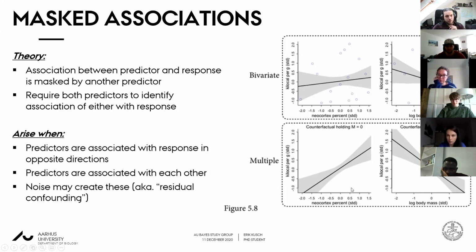But once we include both of our predictors, so that are the two x-axes in these two columns, what we find is that we have quite identifiable, strongly opposed associations with the actual outcome. And that's a literal textbook example of a masked association. And that is me with the summary of this chapter.